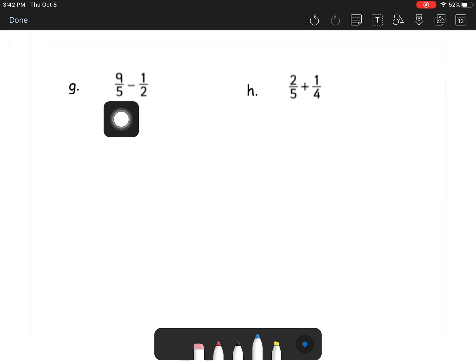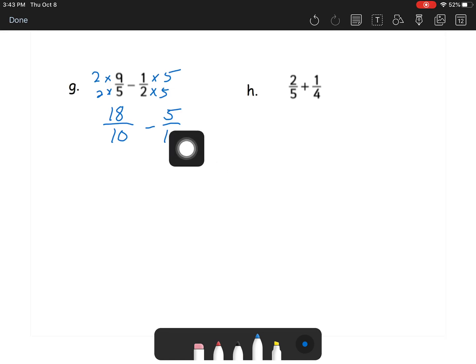Okay, part G, 9/5 minus 1/2. Can I change the 2 into a 5 by multiplying? No, not really, I can't. So I have to go and change both of them. So if I multiply by 5 over 5 and by 2 over 2, then I can say that this one is 18 over 10, and that this one, 5 times 1, is 5 over 10. And then I can take 18 minus 5 and get 13, and the 10 stays the same on the bottom.